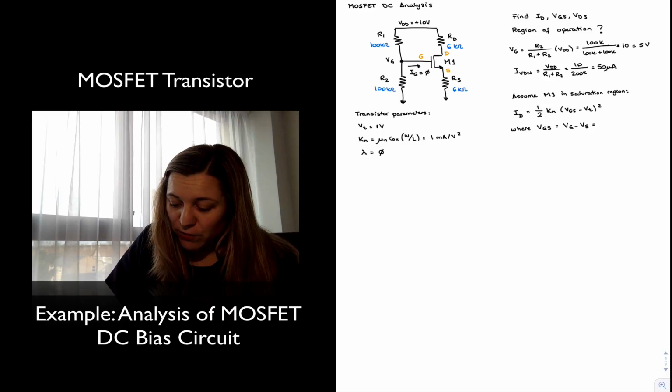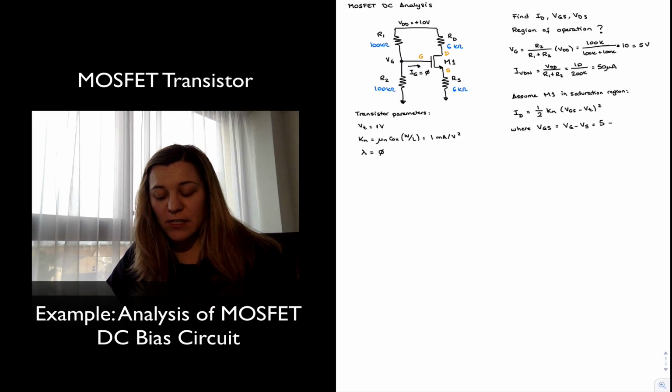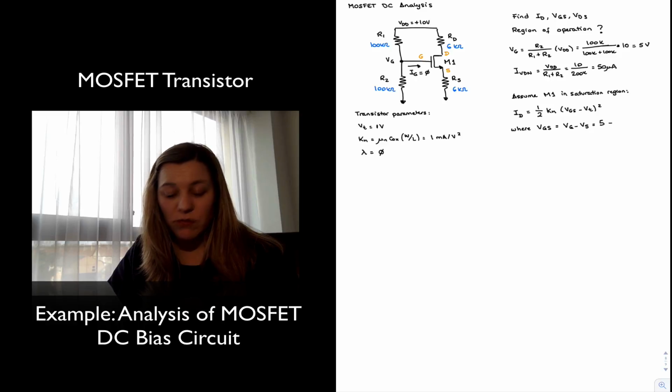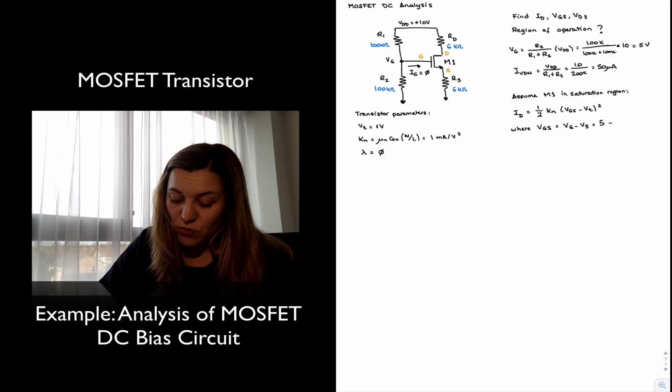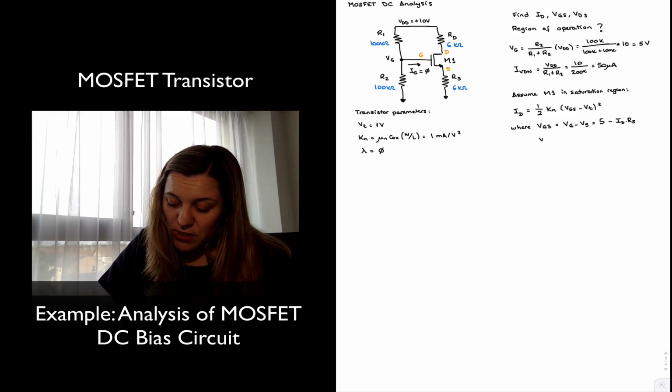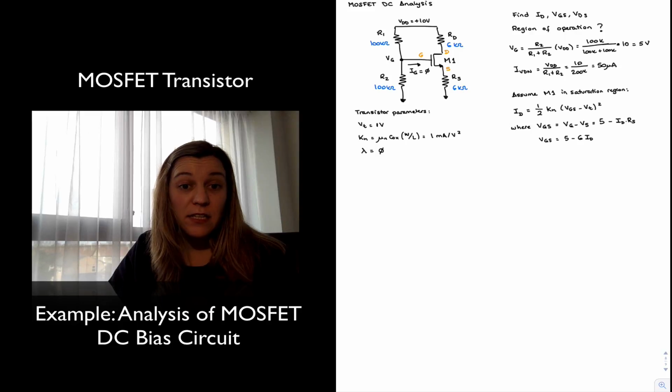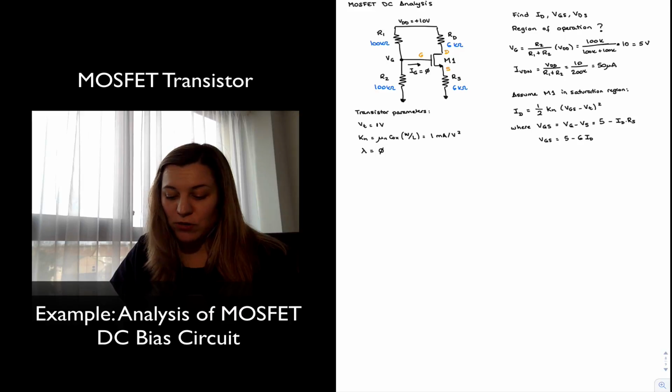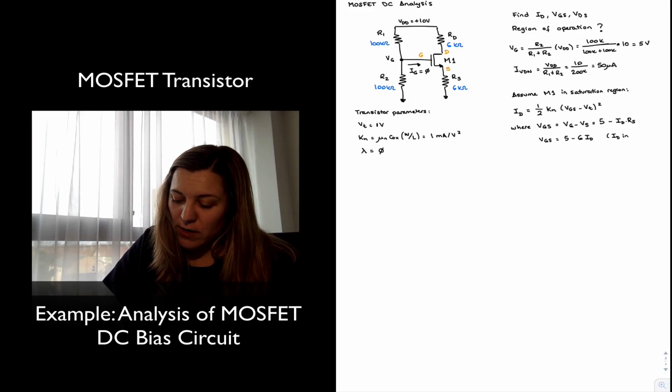VG we have calculated as 5 volts. And VS is going to be equal to ID times resistor RS by applying Ohm's law. So it's going to be the voltage drop across resistor RS, ID times RS. Since RS is 6 kilo ohms, I could express VGS as being equal to 5 minus 6K ID, or I can simply express it as 6 ID where I'm assuming my ID is in milliamps. Either way will be fine as long as you keep your assumption constant. I'm going to say here where ID is in milliamps.